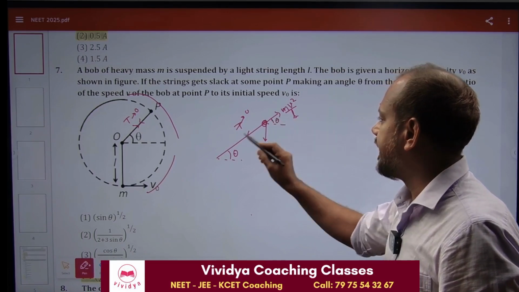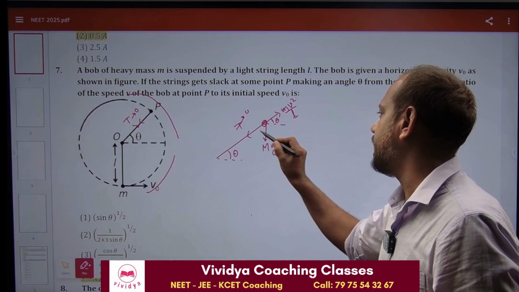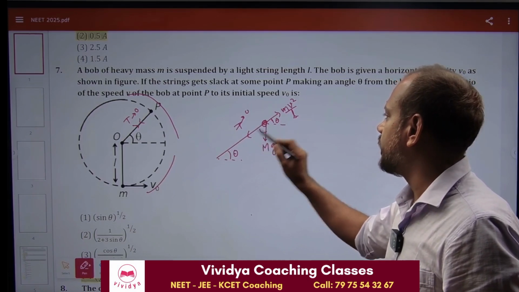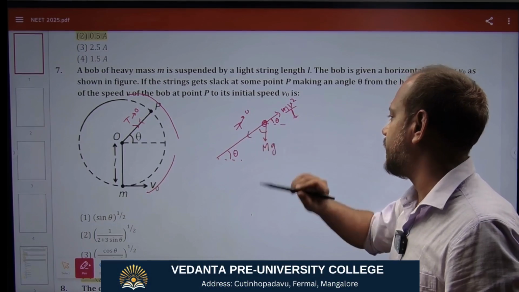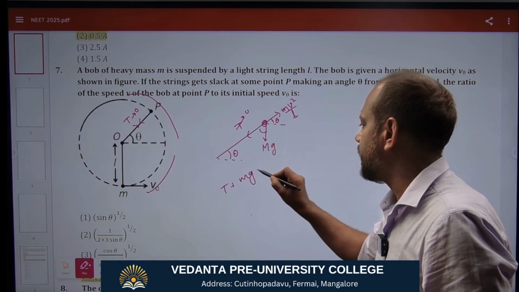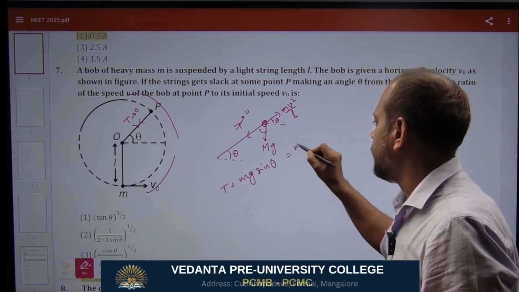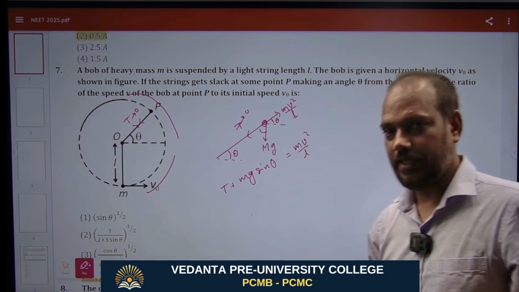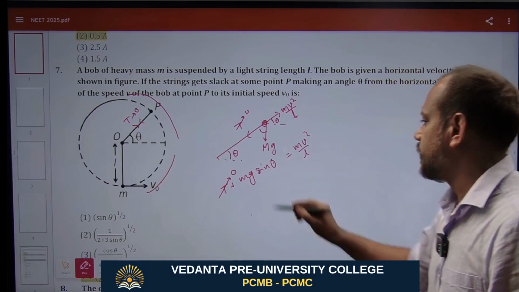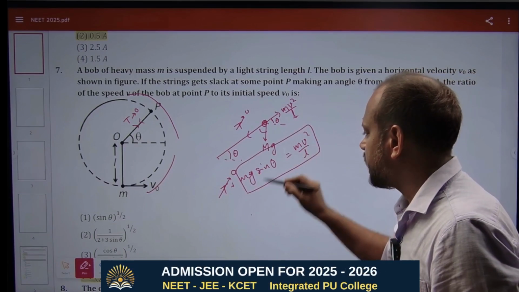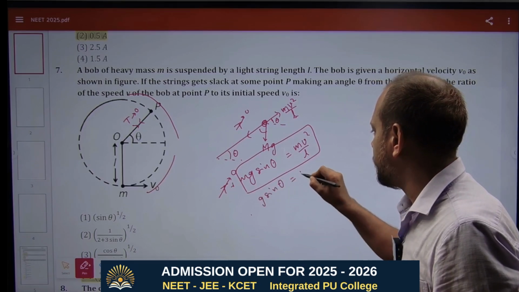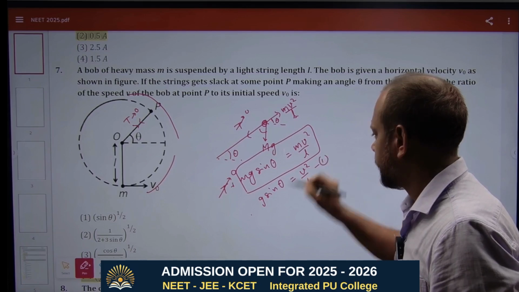Let us approach in the radial direction. If this is theta, this is 90 minus theta. So mg cos(90 minus theta), which means mg sin theta, must be equal to mv square by L. That's why the tension has become 0. Usually you will write T plus mg cos(90 minus theta), which is sin theta, equal to mv square by L in any position, right? But here the string goes slack, the tension goes 0. So this is our one equation. As you closely look, m will get cancelled. You will get g sin theta equal to v square by L. We will use this.